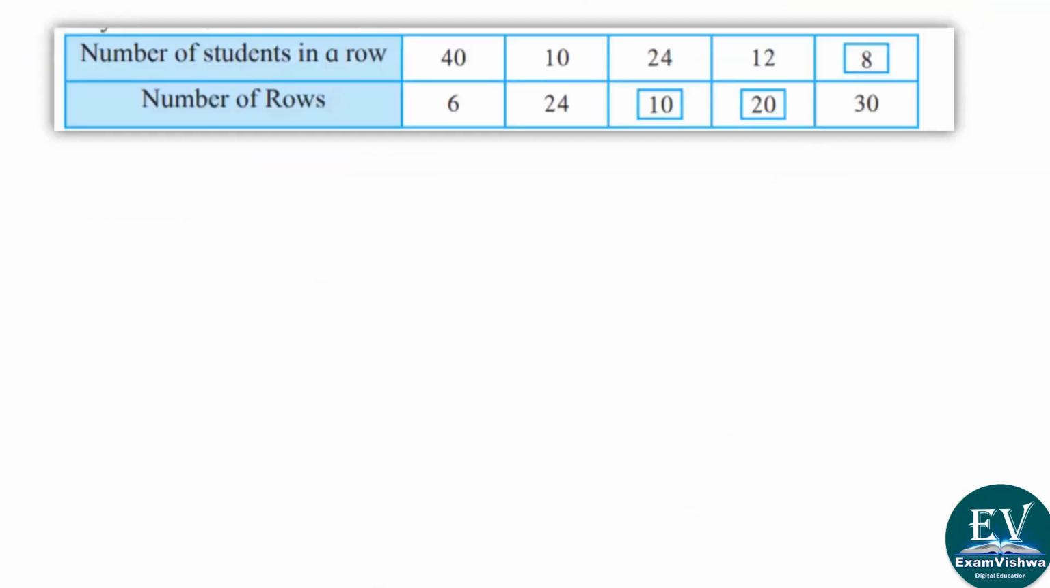Next. Here is another situation. There are students standing in a row: 40 students in 6 rows, 10 students in 24 rows, 24 students in 10 rows, 12 students in 20 rows, 8 students in 30 rows. I understood this. There are 240 students. From here it is understood: 10 rows, 24 in each. There are 240 students. In any case, how did we find out?